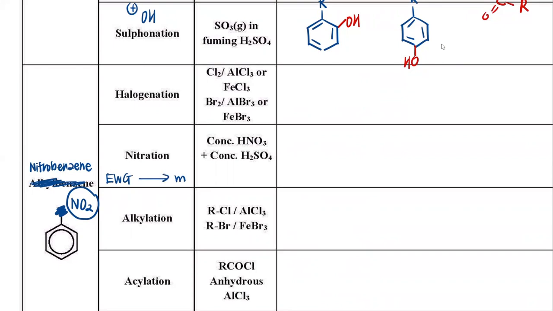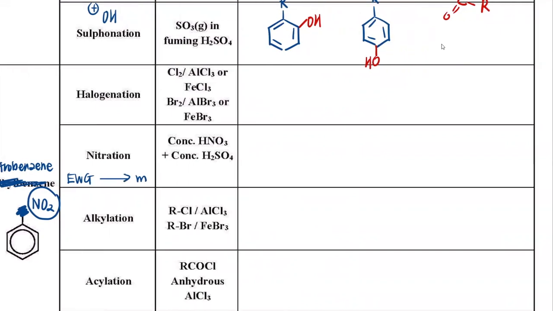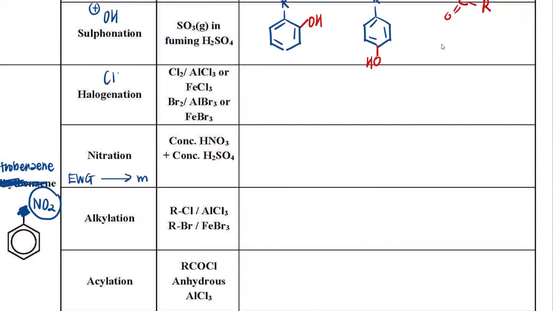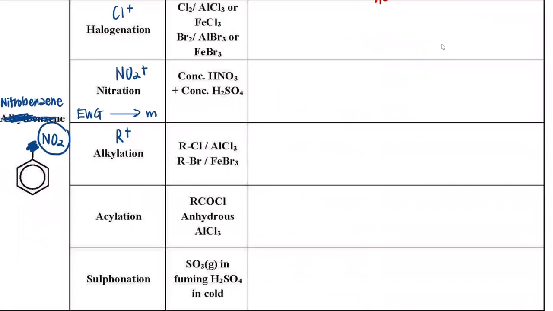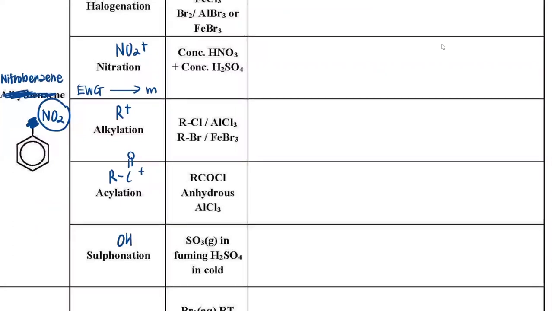Meta positions. So it means that every kind of electrophile, when it comes to this benzene, will attack it at the meta position. For halogenations, you have Cl plus as your electrophile. Nitrations, you have NO2 plus as an electrophile. Alkylations, R plus as your electrophile. Acylation, RCO as your electrophile. Sulfonation, SO3H as your electrophile.